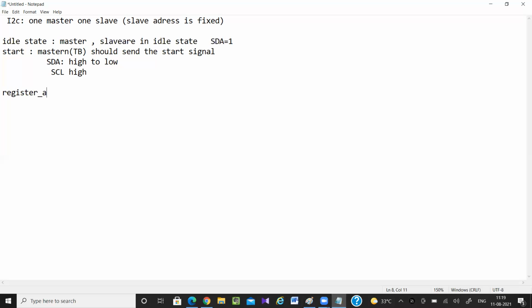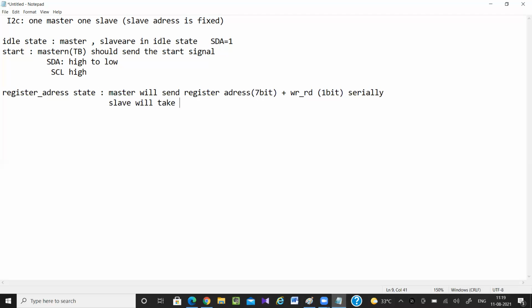After start, it is the register address state. Here master will send the register address, 7 bits, plus the write/read signal, 1 bit, so total 8 bits, serially. I will provide this from the test bench. The slave will take this data and convert it to parallel. It should take 8 clock cycles.